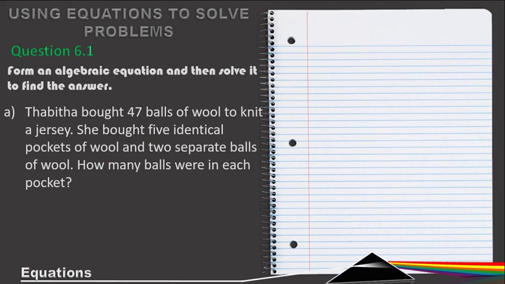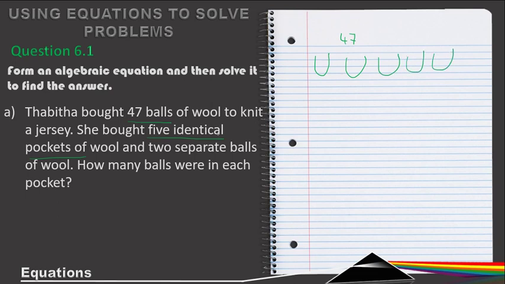Okay, question 6.1. Tabitha bought 47 balls of wool to knit a jersey. She bought 5 identical packets of wool and 2 separate balls of wool. How many balls were in each packet? Okay, so let's just read this again. She bought 47 balls of wool. She bought 5 identical packets of wool and 2 separate balls of wool. How many balls were in each packet? So that means there were a total of 47 and then 5 identical packets, so that's 1, 2, 3, 4, 5, right?